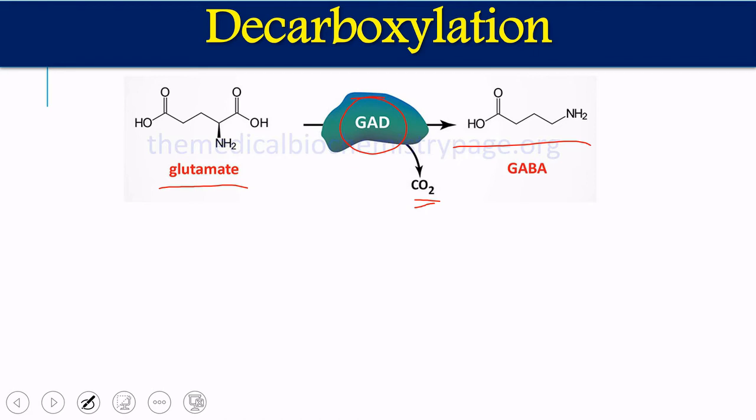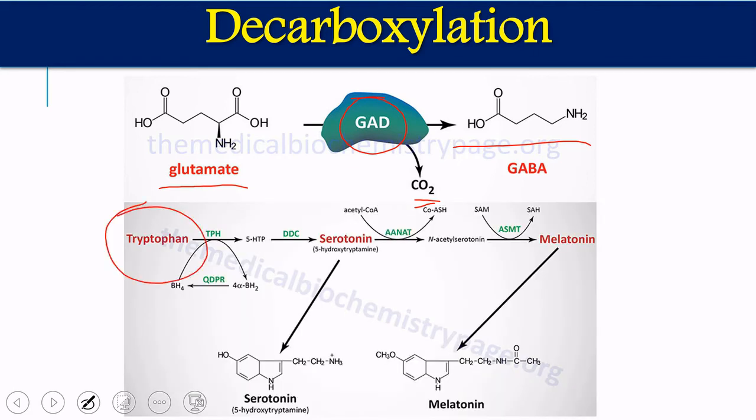Similarly, tryptophan is decarboxylated and converted to serotonin. Serotonin is one of the decarboxylated products, and ultimately it can give you melatonin also. But this is the decarboxylated product of tryptophan. And again, serotonin has immunological roles.